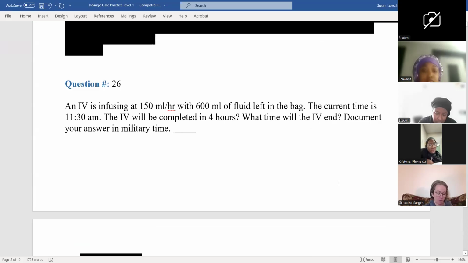All right, here's a military time one. Okay, so let's read this out. What time will the IV end? That's what it's asking. An IV is infusing at 150 mLs an hour with 600 milliliters of fluid left in the bag. Current time is 11:30 a.m. The IV will be completed in 4 hours. What time will the IV end? And we have to document it in military time. So the first thing you have to do is add the 4 hours. So 11:30 and 4 hours is what time?